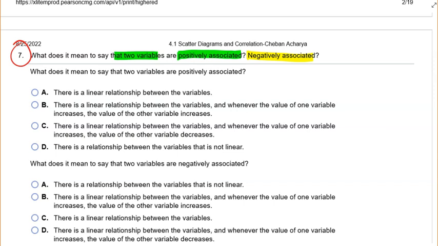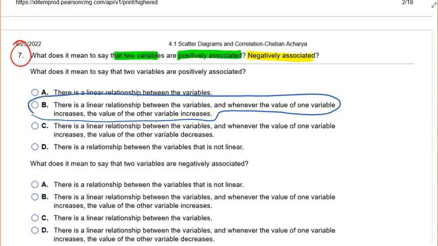Positively associated means there is a relationship between the two variables. Whenever the value of one variable increases, the value of the other variable also increases. Okay, that is positively associated. In this case, the dots go like this, like that, like this.